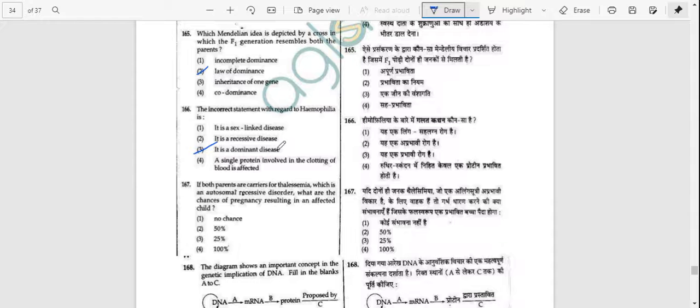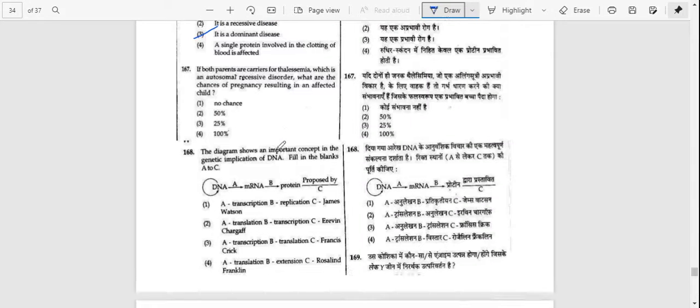This is the incorrect. If both the parents are carriers for thalassemia, which is an autosomal recessive disorder, what are the chances of progeny resulting in an affected child? No chance, 50%, 25%, 100%. Answer होगा option number C, that is 25%.